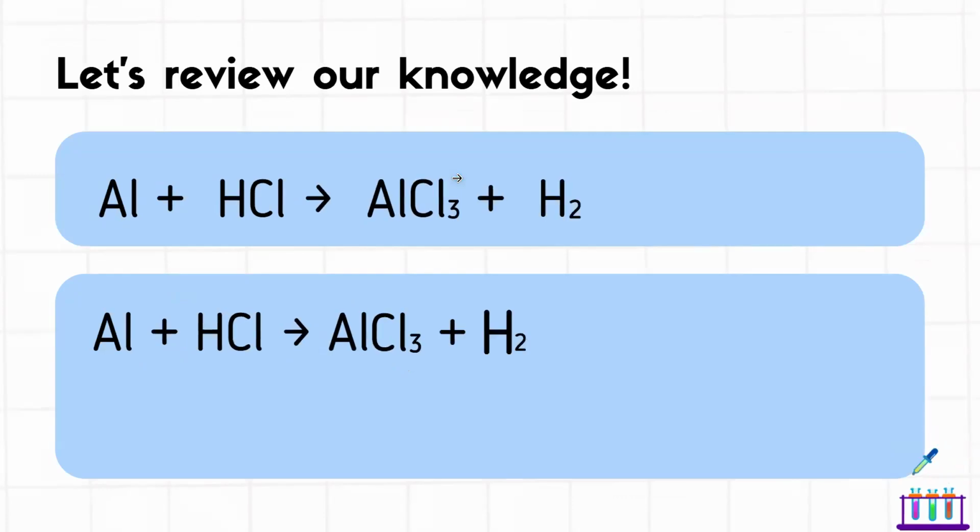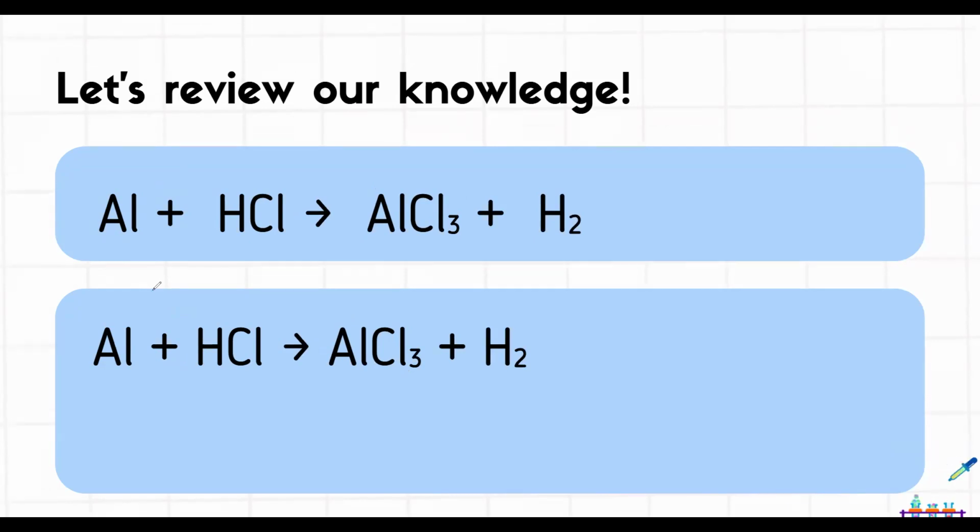Al plus HCl gives you AlCl₃ plus H2. Now there's one aluminium atom on the left hand side and one aluminium atom on the right hand side. But what about hydrogen? Let's see. Hydrogen has 2 atoms on the right hand side. Let's make it 2 here also. And now chlorine will become 2 atoms on the left side, and on the right hand side there are 3. Let's just multiply them with each other.